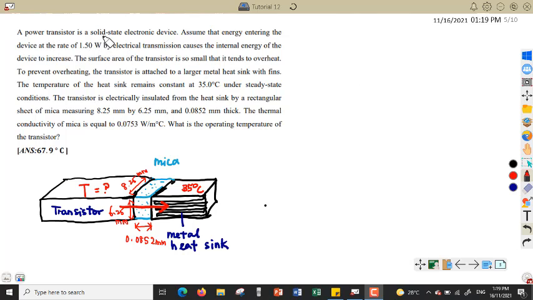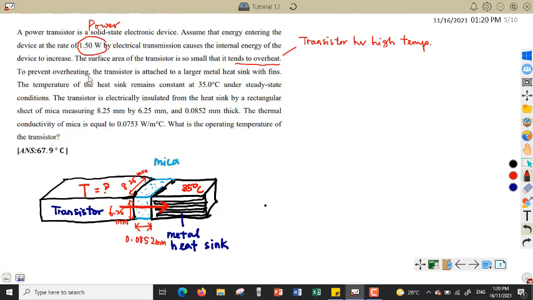So we have question 6. A power transistor is a solid-state electronic device. We assume that energy entering the device at a rate of 1.5 volts by electrical transmission causes the internal energy of the device to increase. The surface area of the transistor is so small that it tends to overheat. So when we supply power of 1.5 volt to the transistor, because the surface of the transistor is very small, it tends to overheat. Overheat means the transistor is going to have a high temperature.